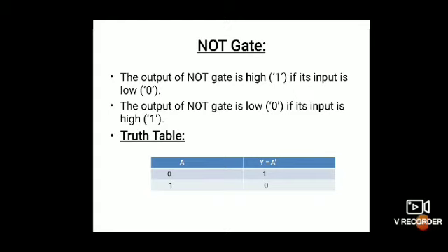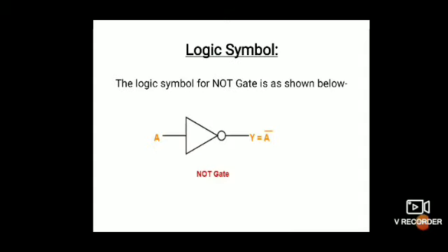Here below is the truth table of the NOT gate. As we said earlier, it has only a single input and a single output. If we apply 0 at the input side, the output Y equals A bar will be shown as a high level. If we apply 1, A equals 1 at the input side, the output will be low. So here we will discuss the logic symbol of the NOT gate. A is the input and Y equals A bar is the output.